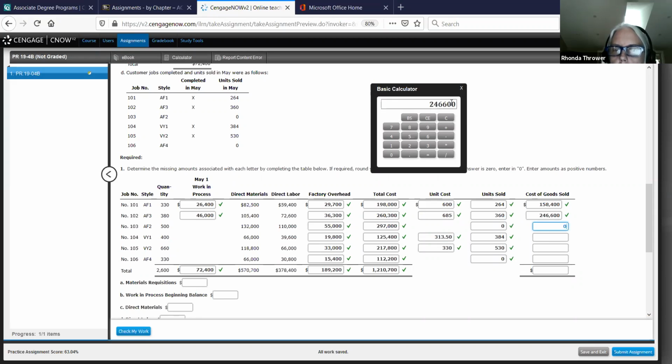On the next one, the unit cost was $313.50. We would multiply that by the number of units sold, 384. And that will give you $120,384.